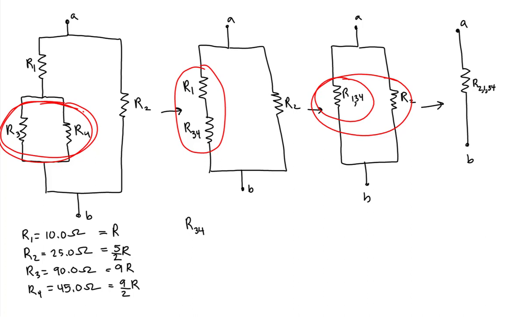Now remember, for resistors in parallel, and let's write that down, the equivalent resistance is equal to the sum of the reciprocals of the individual resistances, and then we take the reciprocal of that. And let's go ahead and do the equivalent resistance for resistors in series, which is a lot easier. For resistors in series, we just take the sum of the individual resistances.